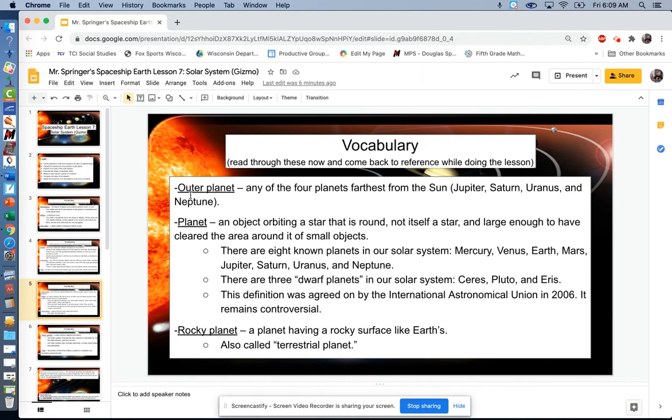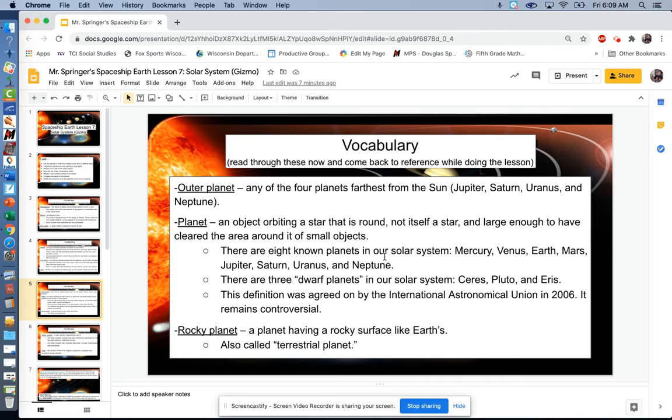More vocabulary, slide 5. Outer planet, any of the 4 planets farthest from the sun, Jupiter, Saturn, Uranus, and Neptune. Then Pluto used to be considered a planet, but now it's a planetoid because it isn't really big enough to be a planet. What is a planet? An object orbiting a star that is round, not itself a star, and large enough to have cleared the area around it of small objects.